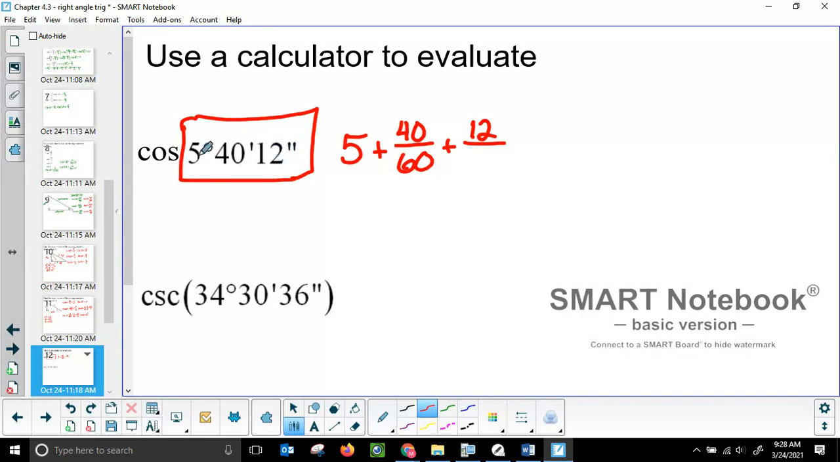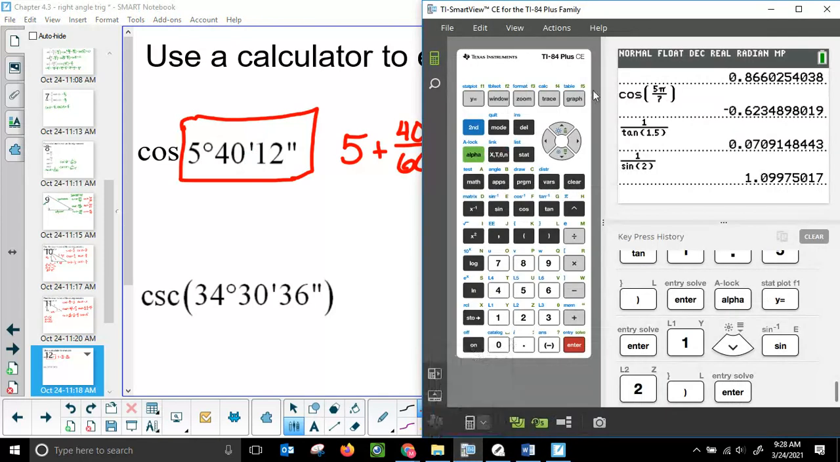So how many seconds would there be in a degree? How many seconds would there be in an hour? It's the same concept: 60 times 60. If there's 60 seconds in a minute and 60 minutes in an hour, 60 times 60 is 3,600. So all you have to do is plug this into your calculator.